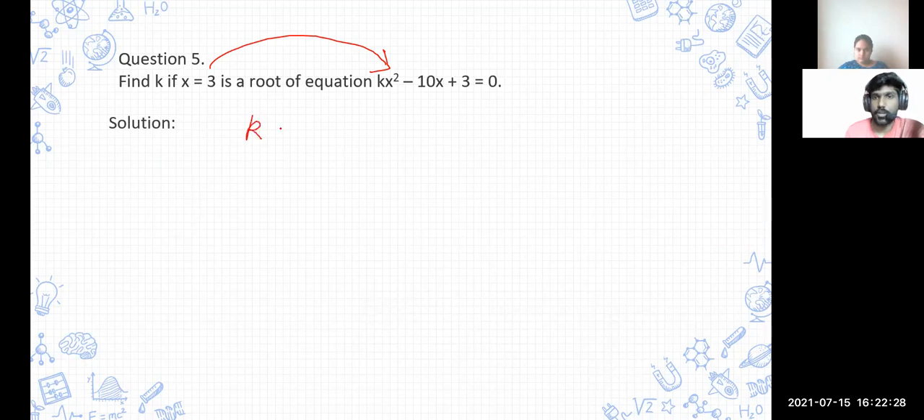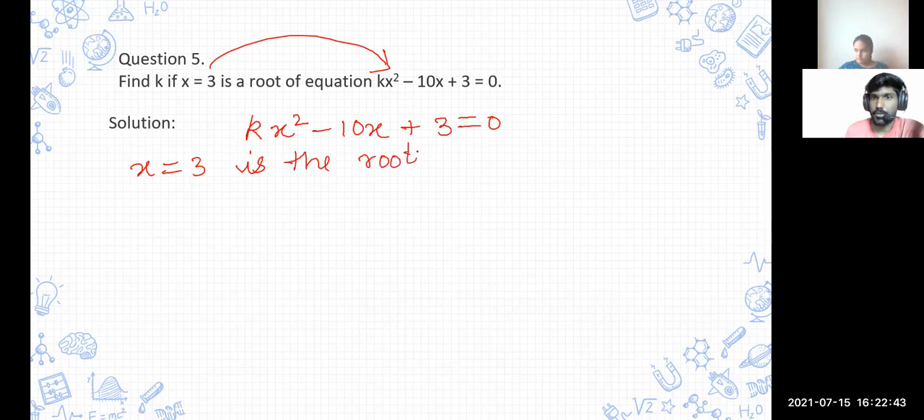So I'll write the equation. The quadratic equation is kx squared minus 10x plus 3 is equal to 0, and x is equal to 3 is the root. So you substitute x is equal to 3 in this equation.